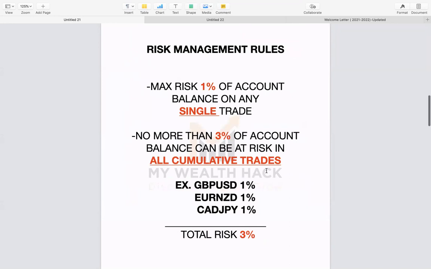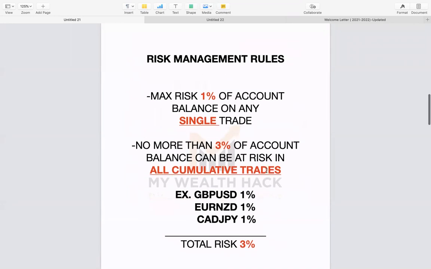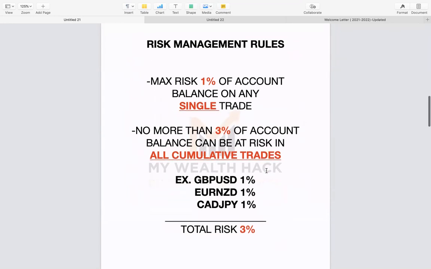Last week, we went over risk management rules. We are risking no more than 1%. If you risk 1% on every trade, you can lose 99 more trades before your account is gone. But if you lose 99 trades, you may want to consider another endeavor. Trading is probably not for you. But a maximum of 1% of your account balance on any single trade.